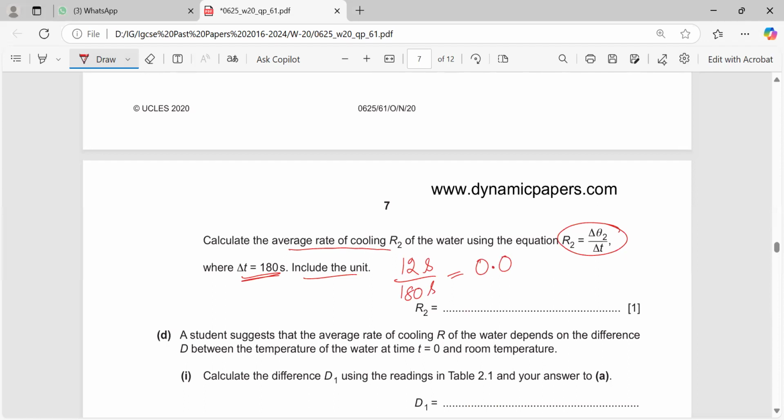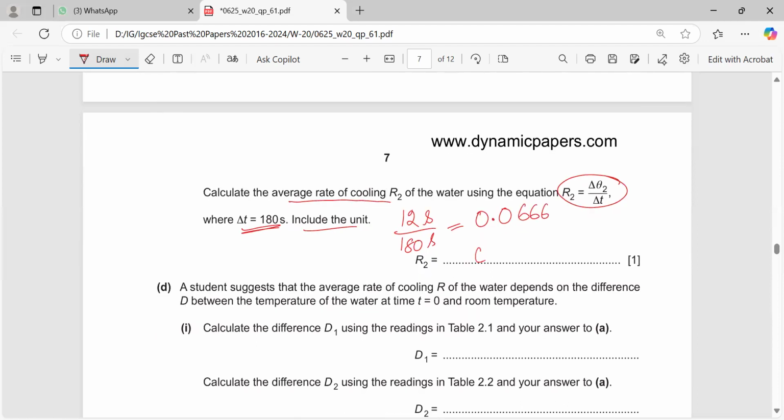0.0666. So we can write 0.067 degrees Celsius per second.